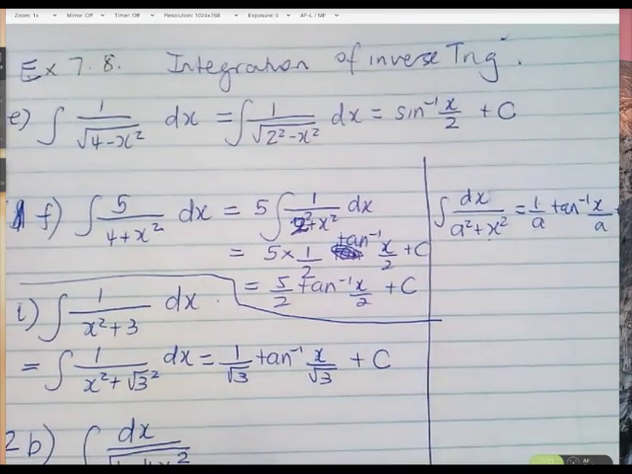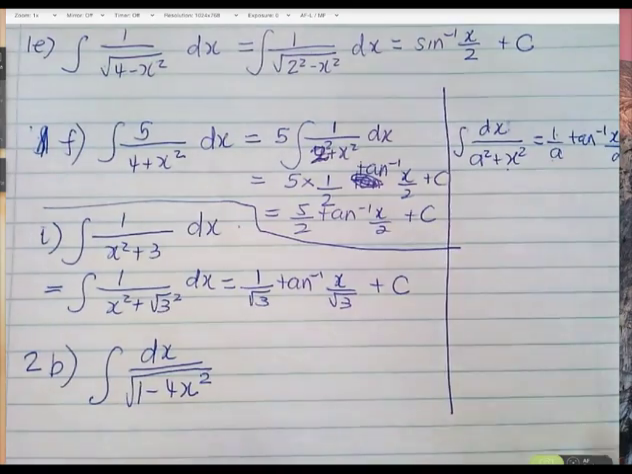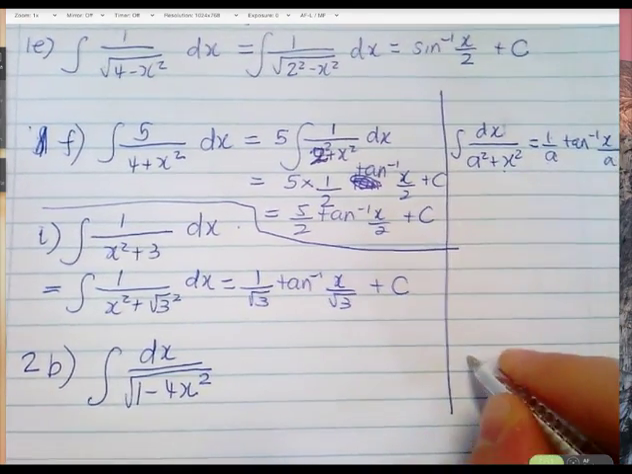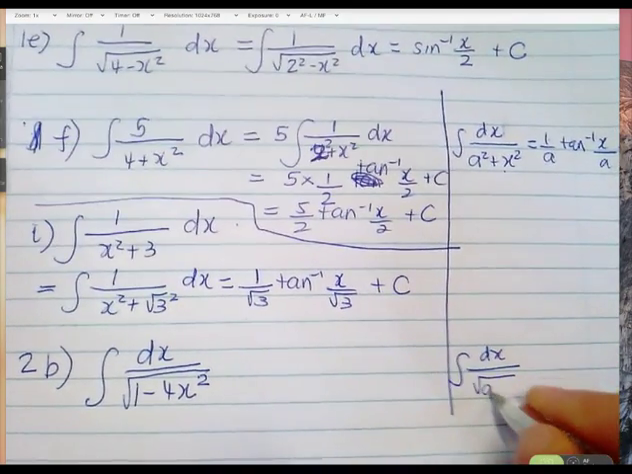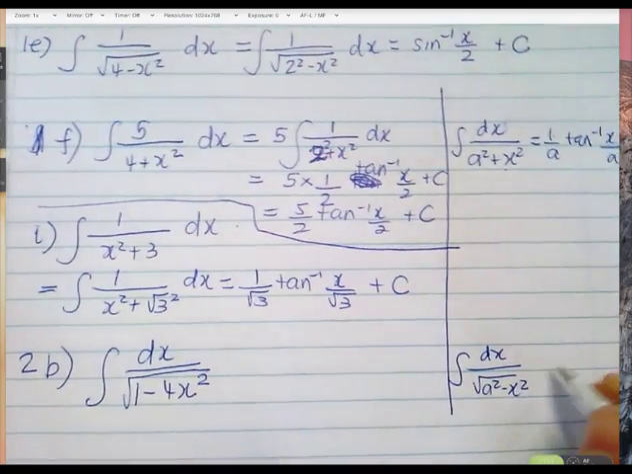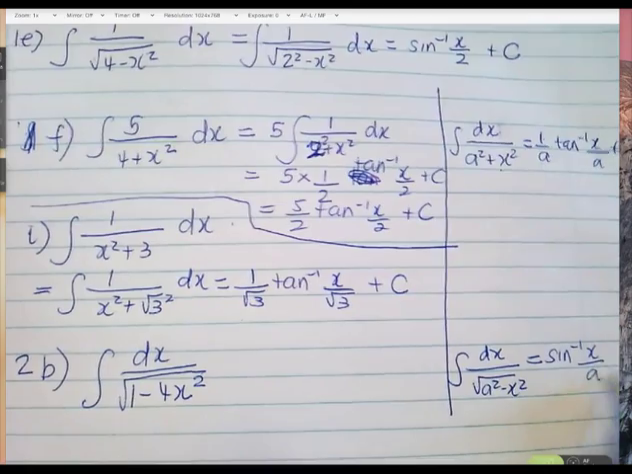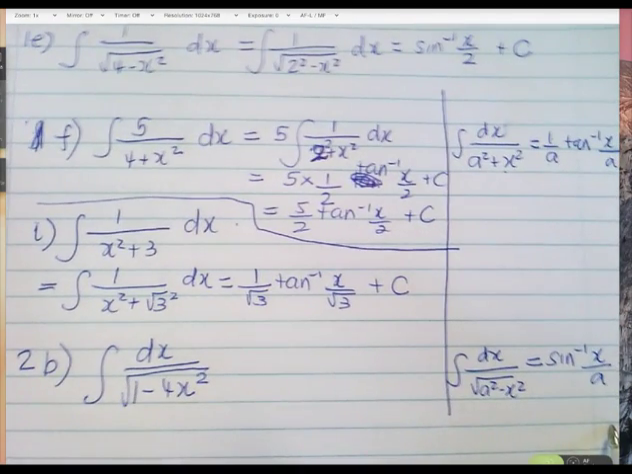Next, ready? Are we okay? All right, this one is a bit different. I'm going to write the rule that you would see on the formula sheet over here. The rule on the formula sheet is the integral of dx over the square root of a squared minus x squared is inverse sine of x on a plus c. That's the rule on the standard integrals sheet.